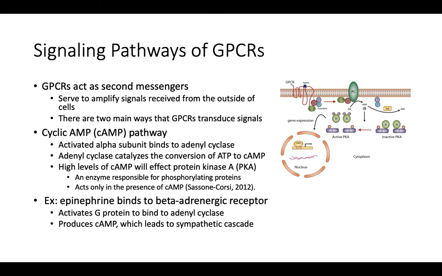And something important to note about PKA is that it acts only in the presence of cAMP. So if you have this inhibiting system, what's going to happen with the PKA is it's not going to be acting if that inhibiting system is binding to the GPCR and stopping cAMP from being produced.